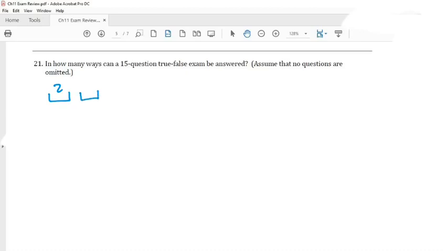Now you're on number two. How many options are there? There's two. And then number three, how many options? Three or two. Number four, how many options? There's two. So this is going to continue on. Hopefully you see a pattern right here.